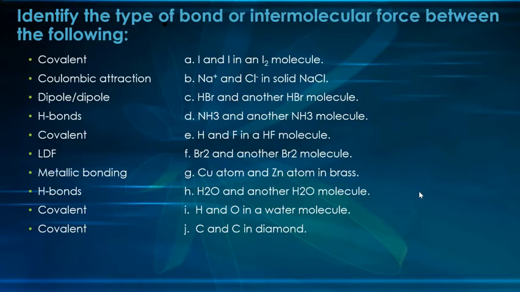Copper and zinc atoms in brass. That would be metallic bonding. Between two water molecules, hydrogen bonding. H and O in a water molecule, they're covalent, they're sharing electrons. Carbon and carbon in a diamond, they are covalent as well.